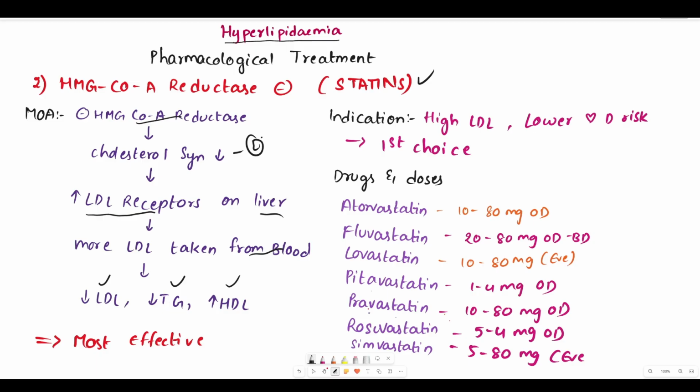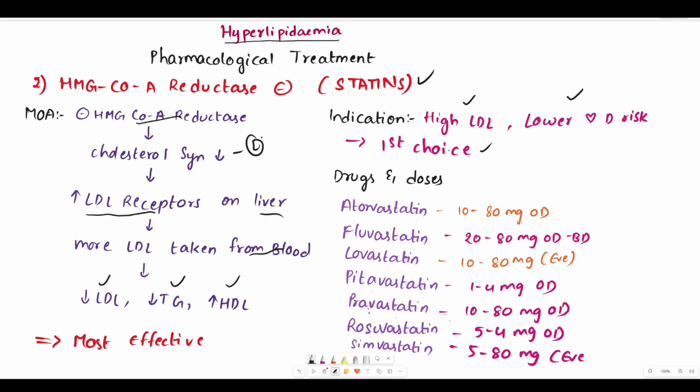These HMG-CoA reductase inhibitors are one of the most effective drugs mainly used in the treatment of hyperlipidemia. Coming back to the indications, these are given when the patient has high LDL levels, or mainly to lower the heart disease risk. The next most important thing is that HMG-CoA reductase inhibitors are the first choice drugs for most patients.